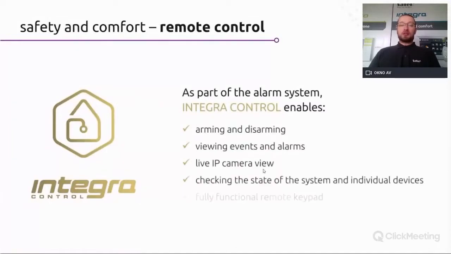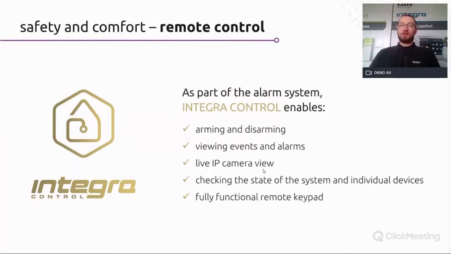Of course, INTEGRA Control gives you many possibilities like arming, disarming, and viewing events from the security system. Again, IP camera view. Of course, it does not need to be a camera. This could be an NVR if it supports RTSP with H.264. You are able to check the state of the system and the individual devices. You have full control, a remote keypad.